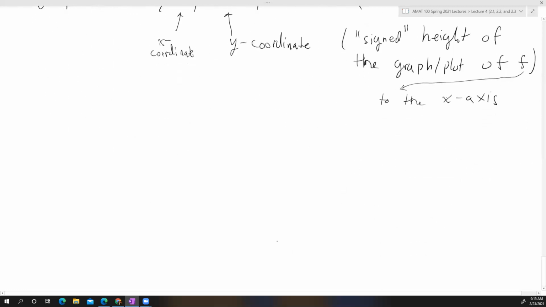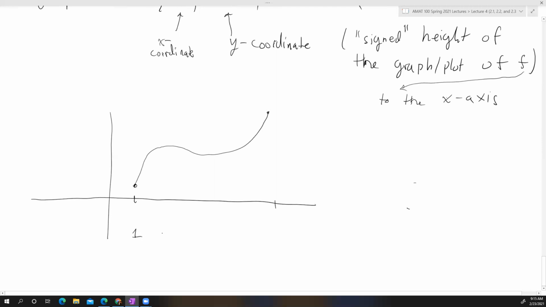So let me just give you a little example. Say we have something like this. So maybe our plot is like this, and maybe the set A goes from, let's just be more general, A to B. So our set is this interval A to B, and then this right here is the range.